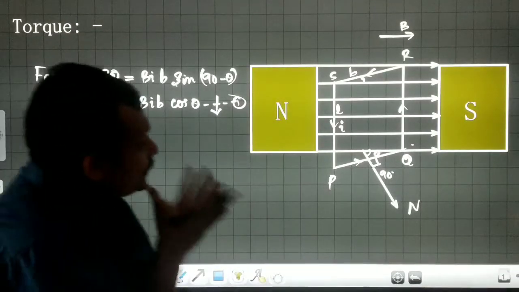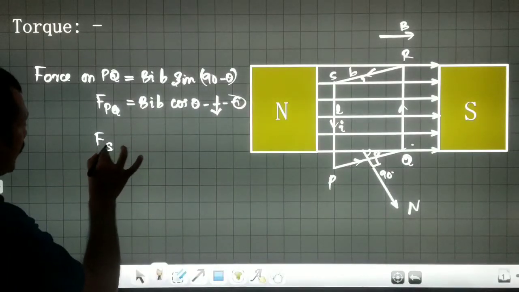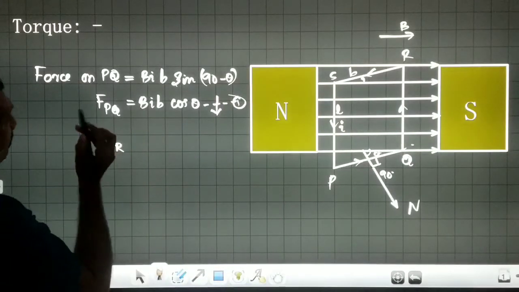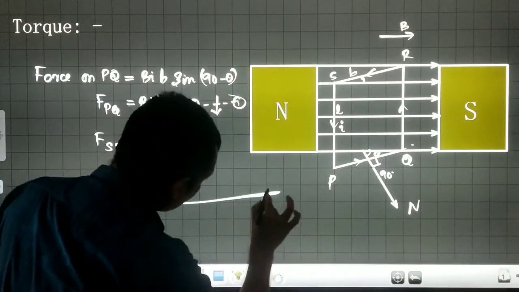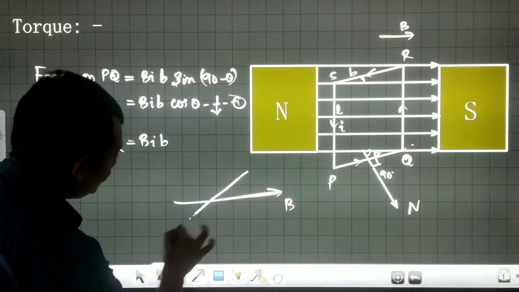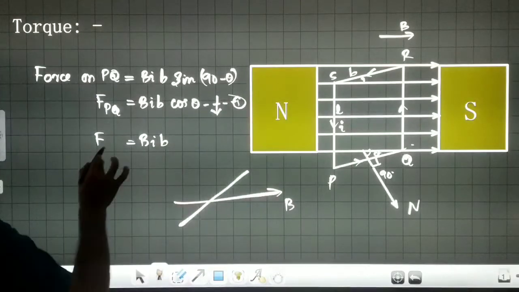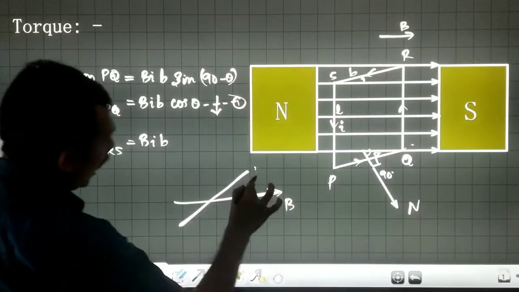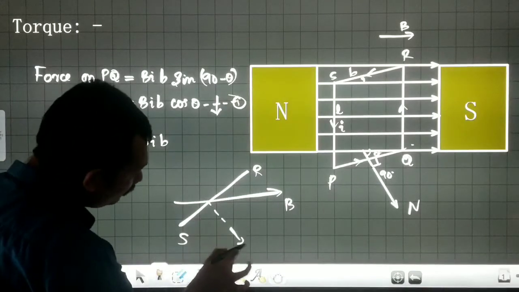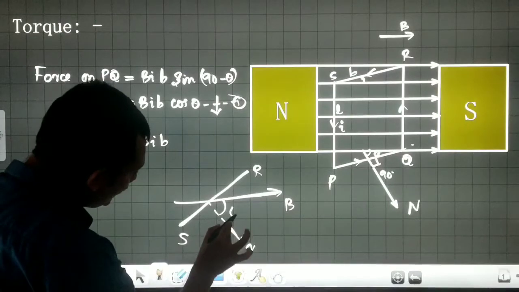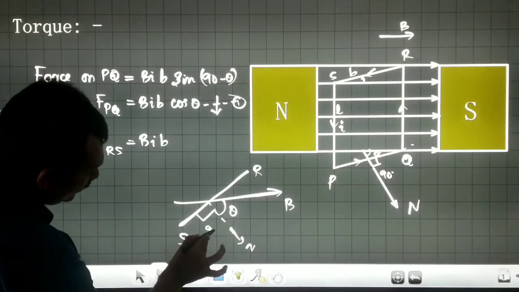In a similar way we can find the force on RS. The force on RS is BIB. This is the direction of the magnetic field. This is the force on RS, with R here and S here. This is the normal. This angle is theta, and this angle is 90 degrees.